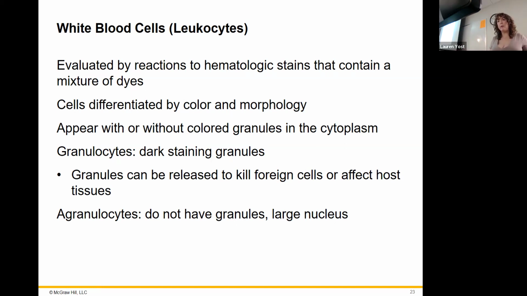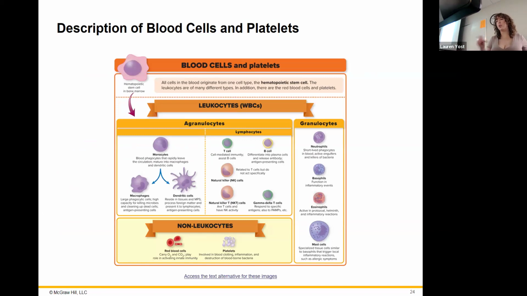We can split them into two groups based on what they look like in a microscope, their morphology: the granulocytes and the agranulocytes. The granulocytes have dark staining granules. Literally, you stain them and they have these dark spots in them. The agranulocytes don't have that. That's the difference. It's just that staining. But we can separate them based on that, and it's actually a big deal that we do separate them that way.